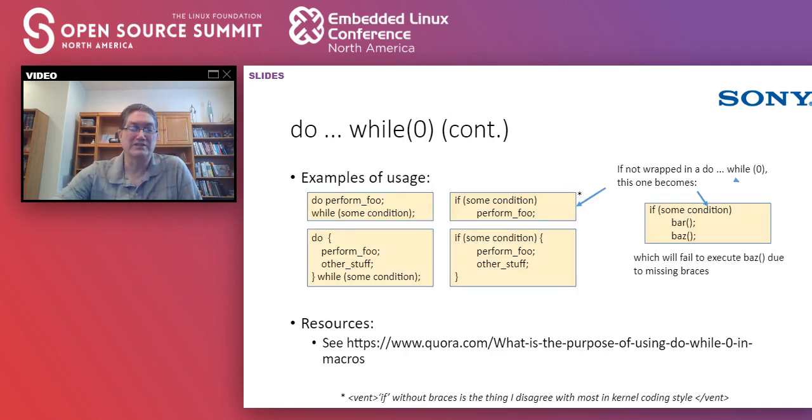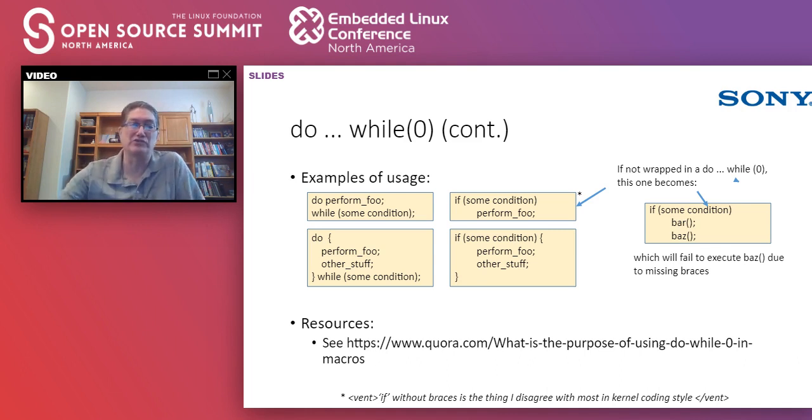So, for instance, that example I just had of perform foo that did two operations, you can use it in do while loops or you can use it in if statements. The problem child is this if statement that has no braces. So if you expand that macro perform foo under that if some condition without braces, then unfortunately only the first operation or statement of that macro will be performed, which of course will be very, very confusing. These are very hard bugs to find.